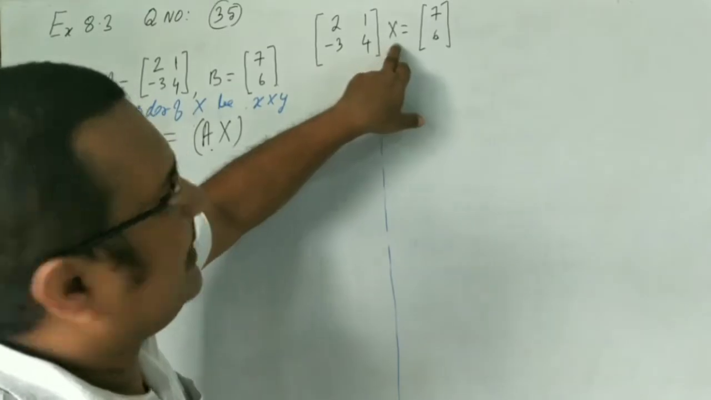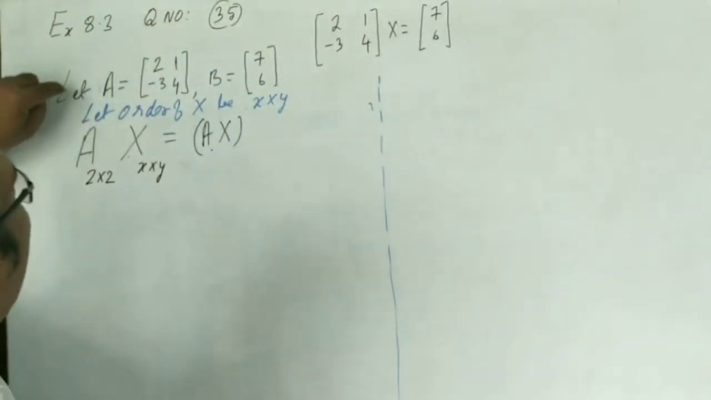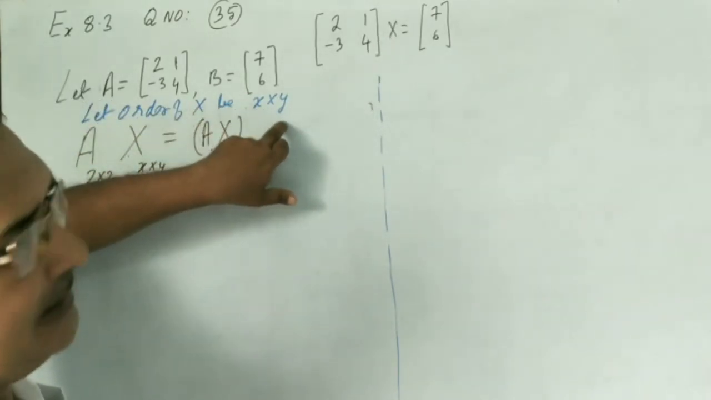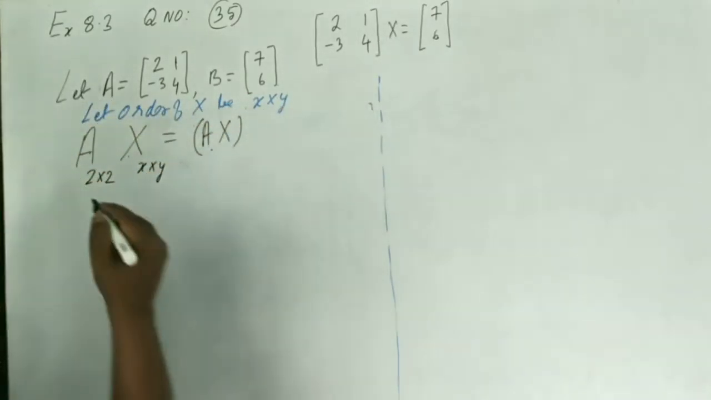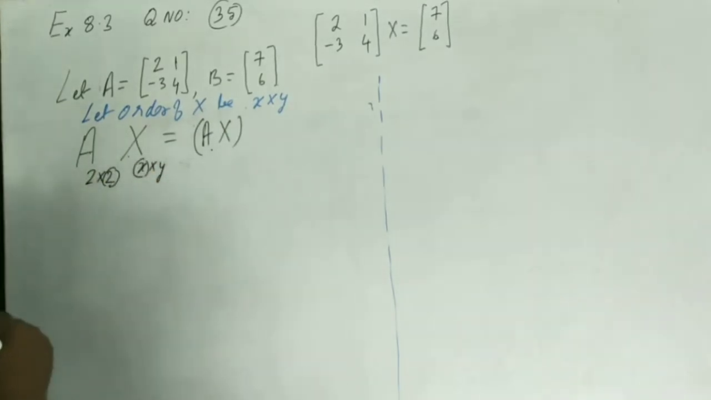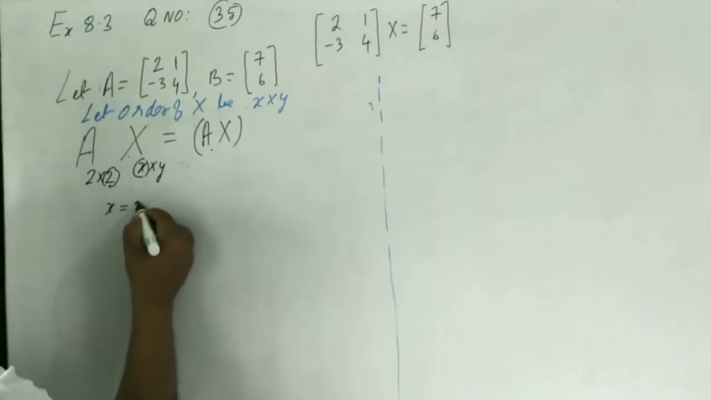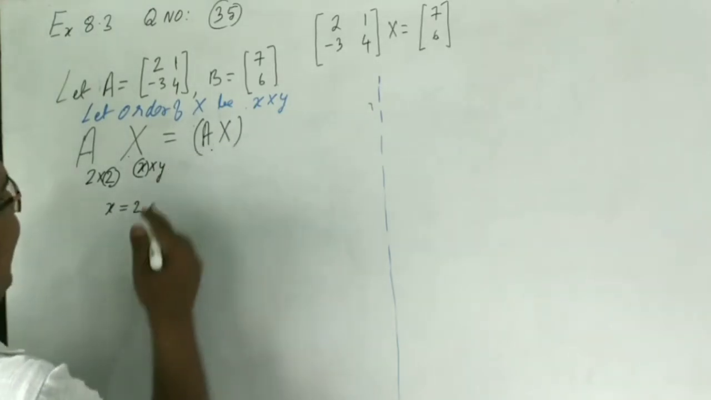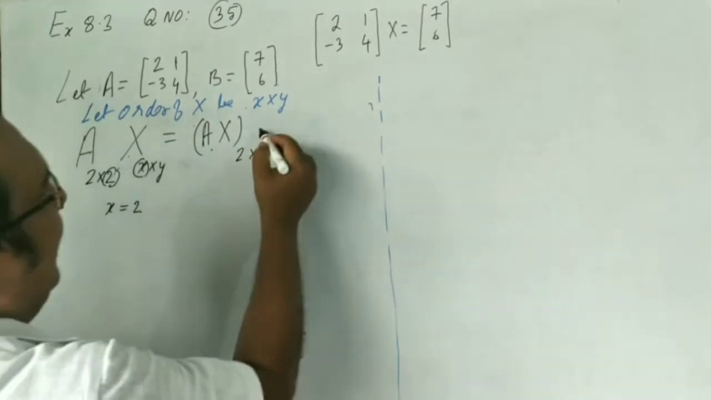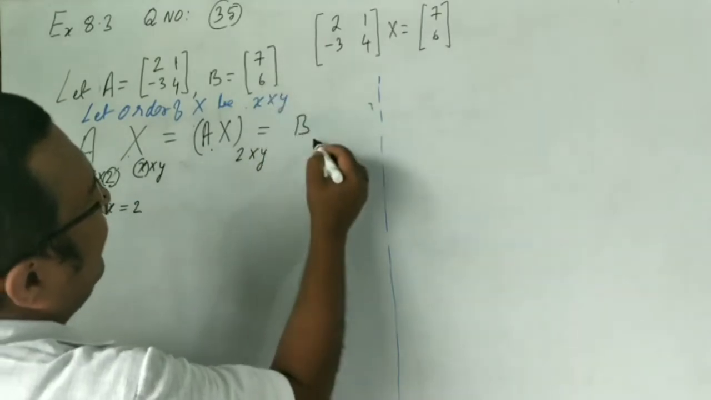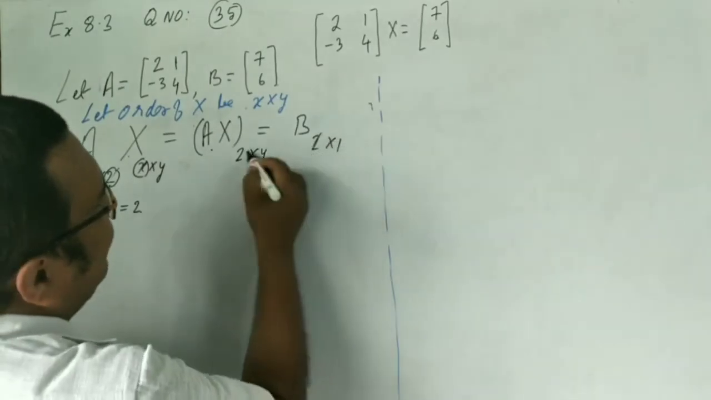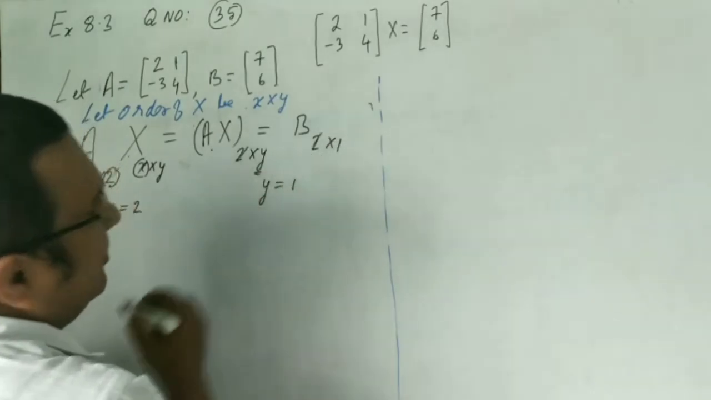Here the first matrix was unknown. In this question the second matrix is unknown. So let A be this and B this one. And let the order of X be X by Y, X rows and Y columns. So according to the rule, number of columns in A will be equal to number of rows in X. So X is equal to 2. Now what is the order of AX? If I remove this, it is 2 by Y. And this is equal to B. Order of B is 2 rows, 1 column. So what is Y equal to? Y is equal to 1.